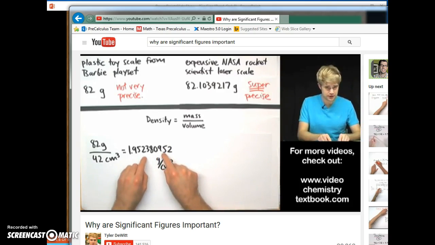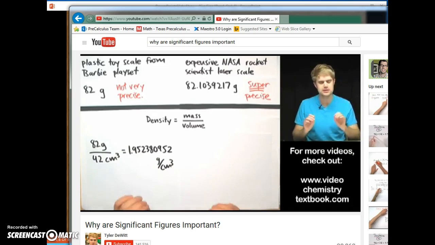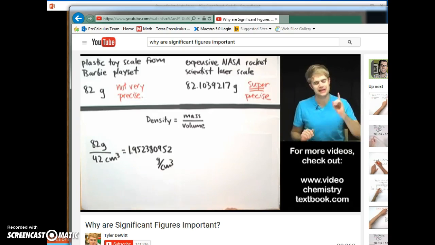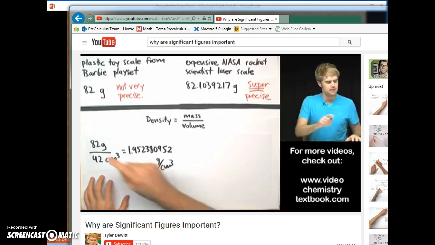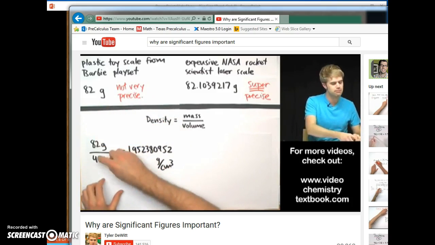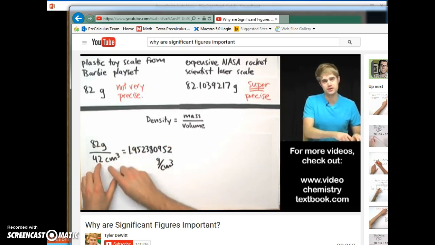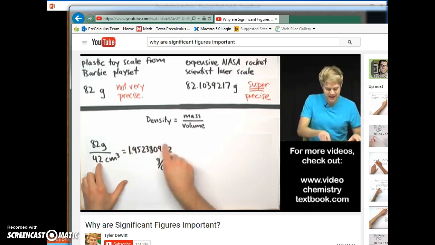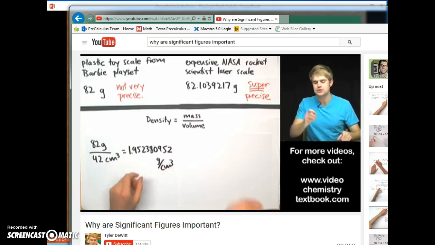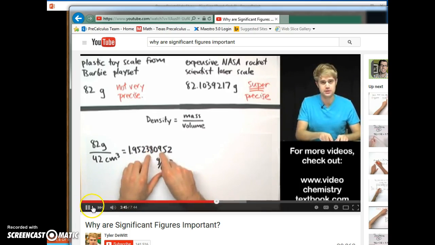Now check out this answer and check out the numbers that I started with. This is a problem. And here's why it's a problem. Because I started with these two numbers that were not very precise. I measured both of these with plastic science equipment from the Barbie playset. But then the answer that I got is super, super precise, or at least it looks super precise.